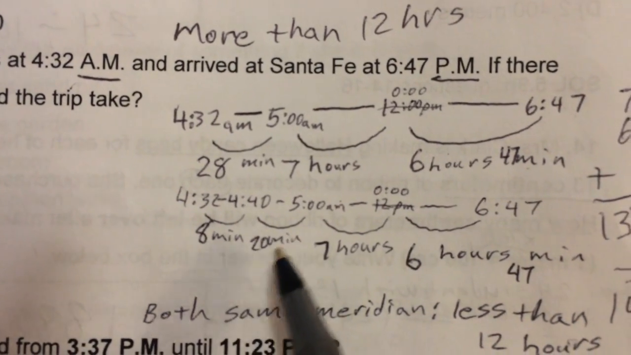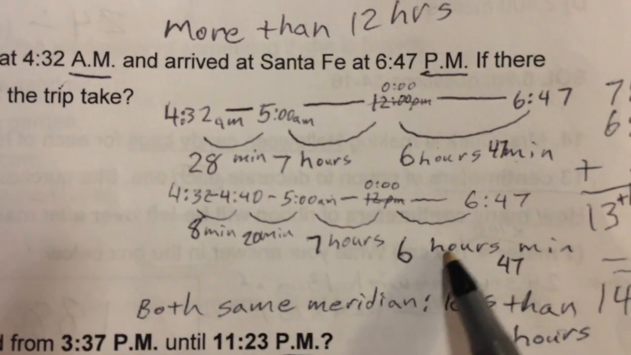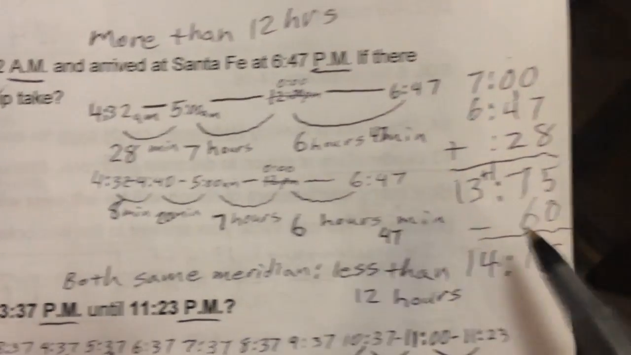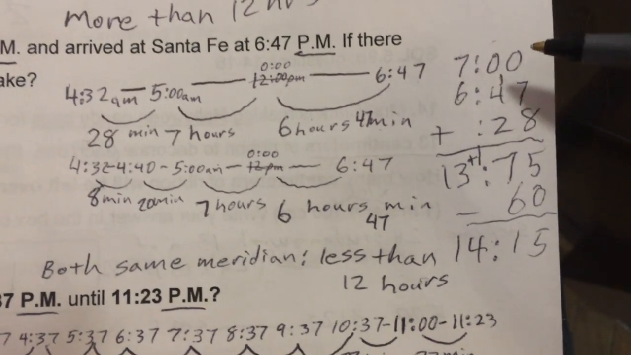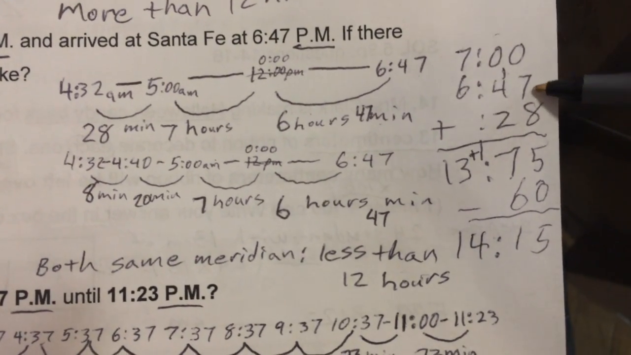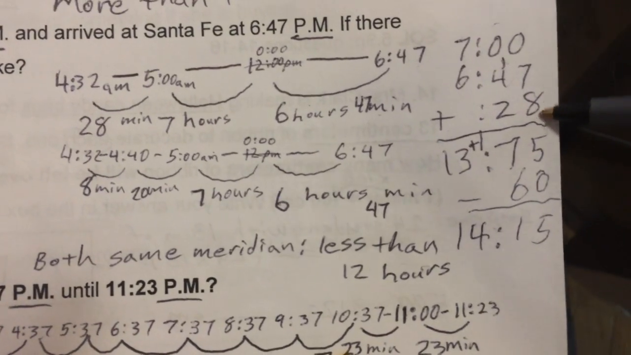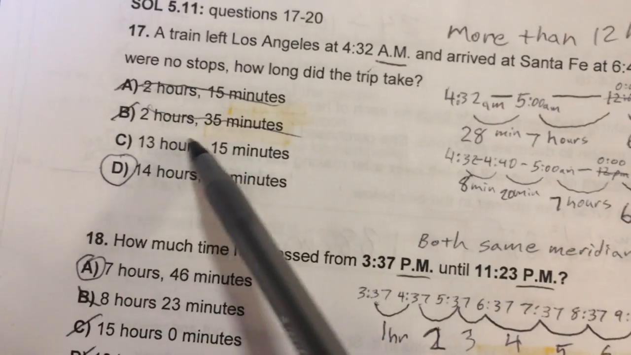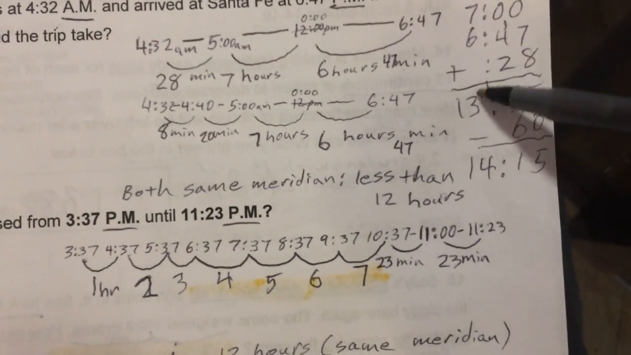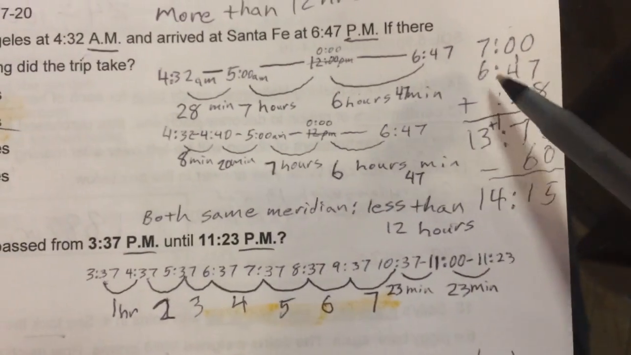So 8, 20 minutes, still 7 hours, still 6 hours and 47 minutes. And then you would still stack it, and it would still be 7 hours, 6 hours and 47 minutes, 20 minutes, and 8 minutes, and it would still equal 13 and 75, and you'd still be like, wait a minute, it's not this one, it must be this one. And then you can do any fancy subtraction or anything else you need to do. So please copy this down, and then let's go on to the next one.